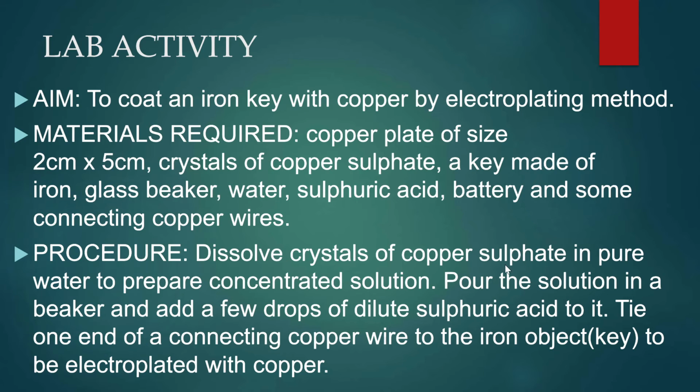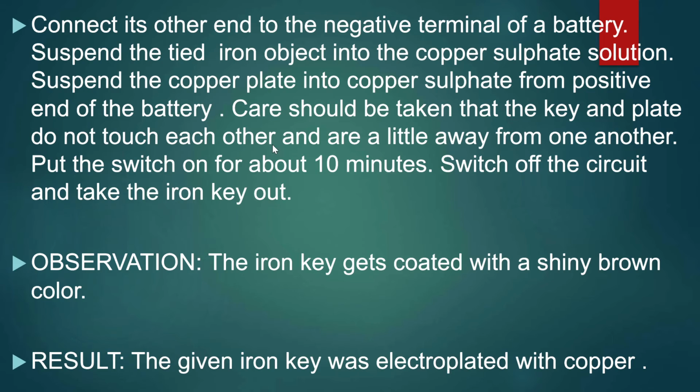Dissolve crystals of copper sulfate in pure water to prepare concentrated solution. Pour the solution in a beaker and add a few drops of dilute sulfuric acid to it. Tie one end of a connecting copper wire to the iron object. Here we have taken a key to be electroplated with copper. Connect its other end to the negative terminal of the battery.